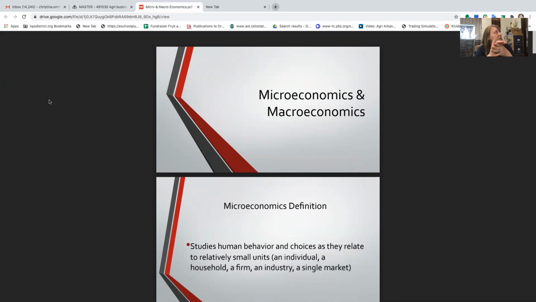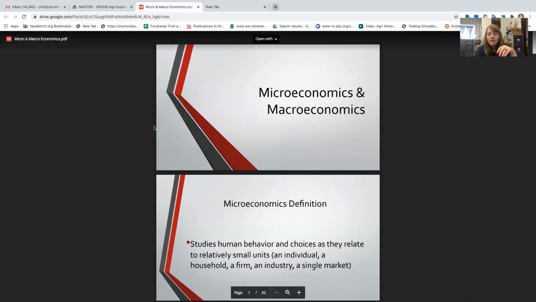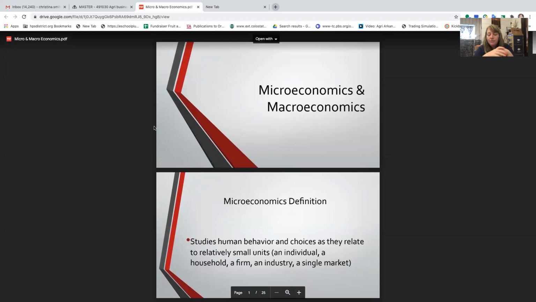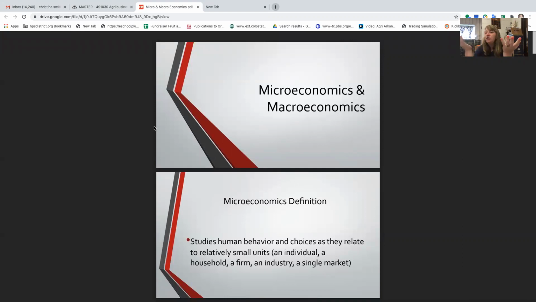So the very first one we're going to talk about is microeconomics, and we're going to go over that definition for just a minute here. It says that it's the study of human behavior and choices as they relate to relatively small units, like individual, household, firm, industry, and single markets. That means it's all the things that have to do with financial planning, money, on a small scale.